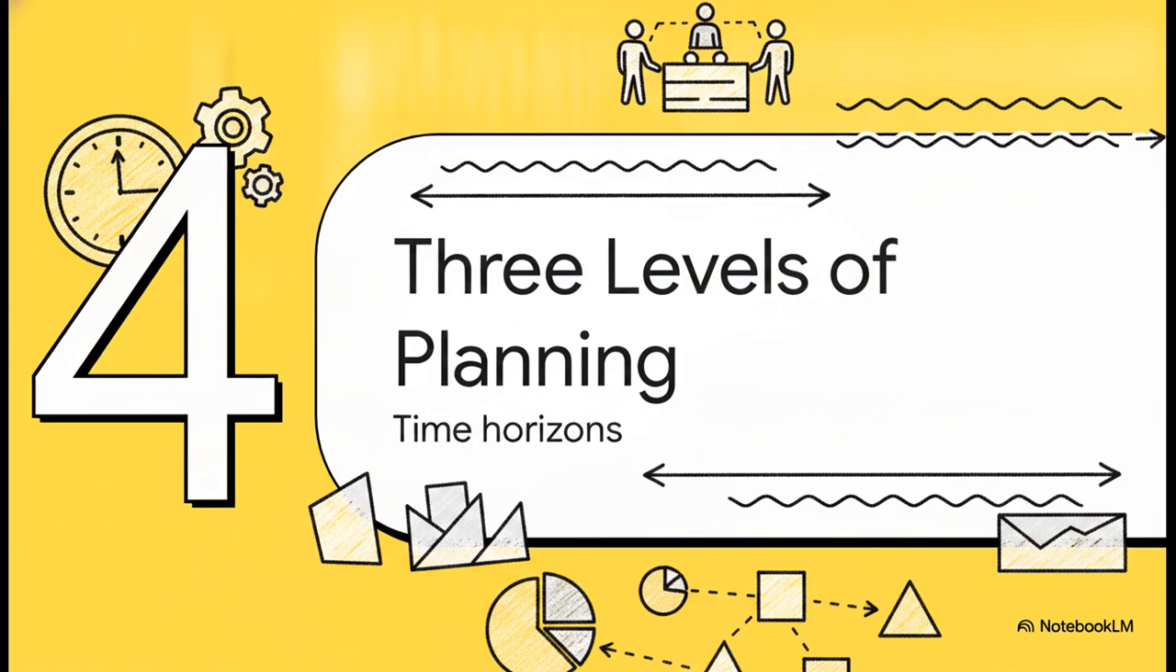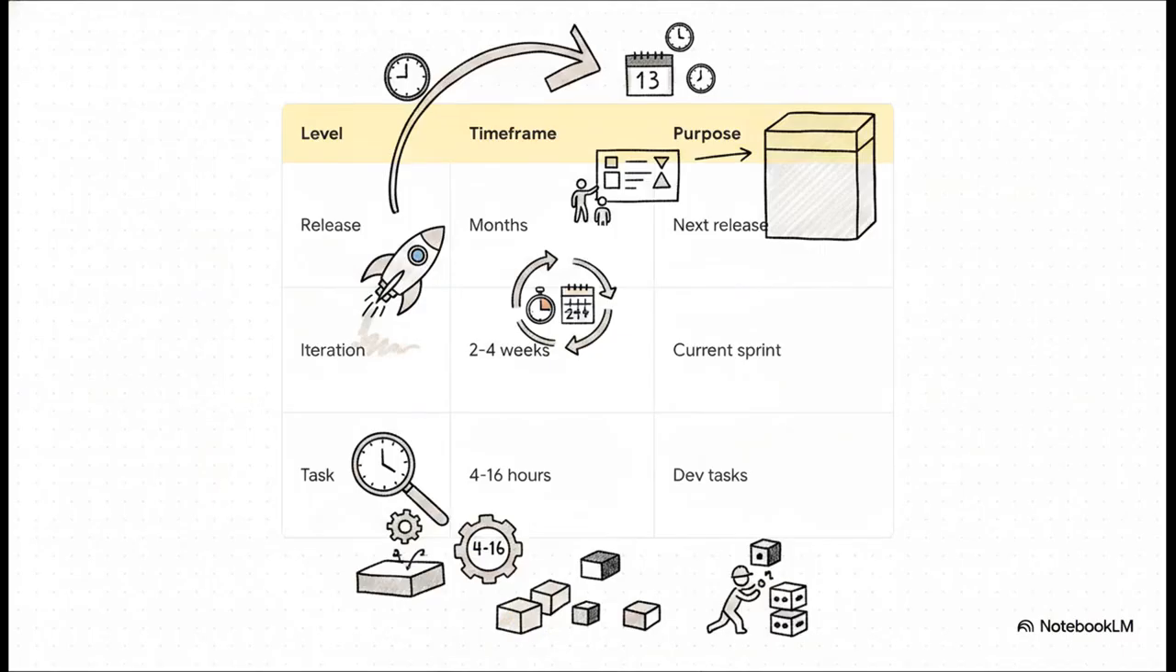Section 4. 3 levels of planning. This next part brilliantly illustrates how Agile teams manage their time across 3 very different horizons. Let's break down these 3 tiers side by side. Make sure to memorize these distinct timeframes and their exact purposes for your upcoming tests.